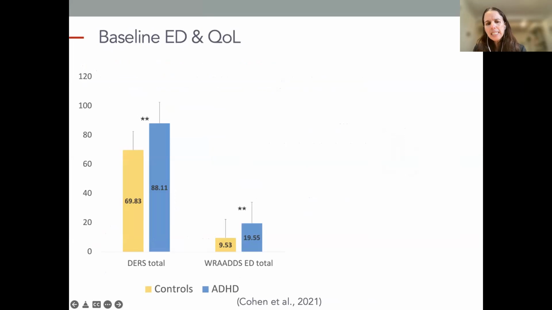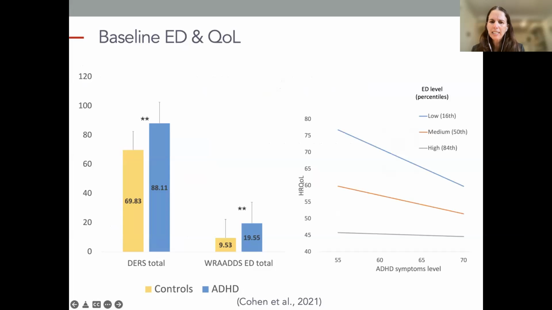So at baseline, what we could see is that participants with ADHD have higher level of emotion dysregulation. This is, of course, not surprising. We expect this from the literature, and this was reflected in our data. Interestingly, however, we also found that emotion dysregulation somewhat moderated the association between symptoms of ADHD and quality of life. So in a way, we could see that for those that have higher levels of emotion dysregulation, it didn't matter whether the symptoms were high or low, the quality of life was low anyway. But this was not the case for those with lower levels of emotion dysregulation, the blue line over here.